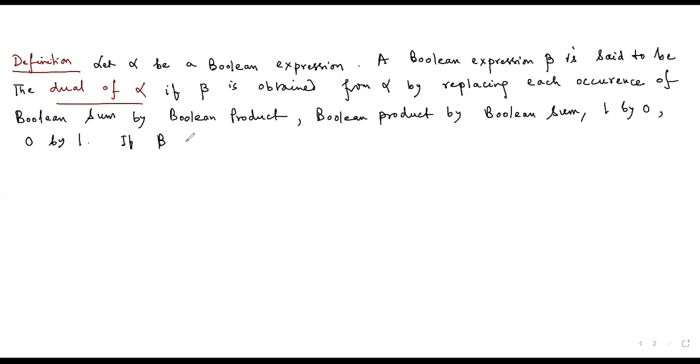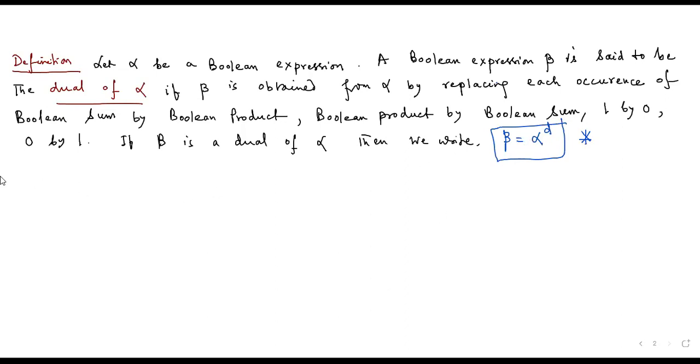If beta is a dual of alpha, then we write symbolically beta equals alpha d. Whenever you find something like this anywhere, beta equals alpha d, don't think that alpha has been multiplied d times with itself. This expression means, in Boolean algebra's domain, that beta is the dual. This d stands for dual. Beta is the dual of alpha.